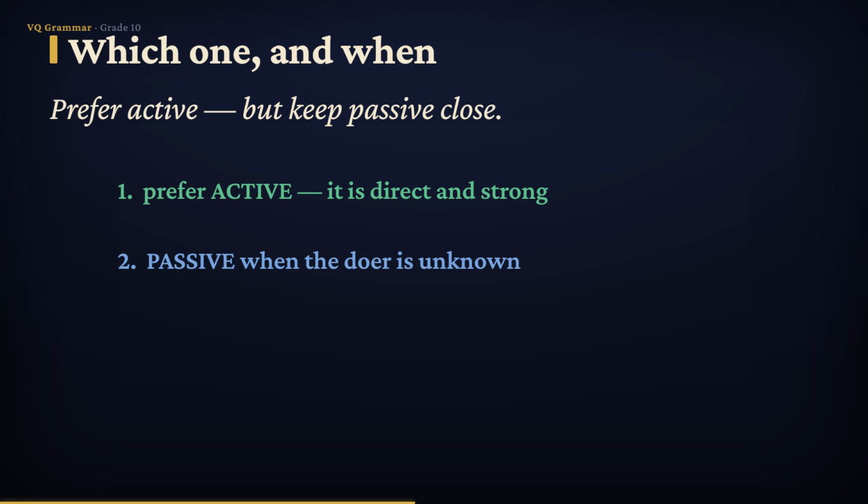First, use the passive when you do not know who performed the action. Second, use it when the performer simply does not matter. The streets are swept every morning, and nobody cares which worker held the broom.